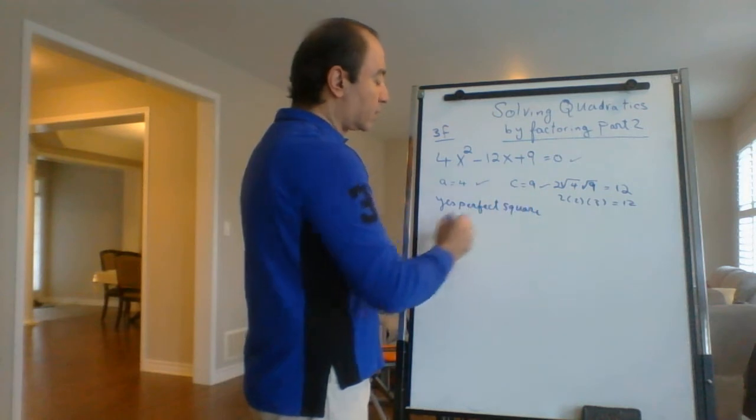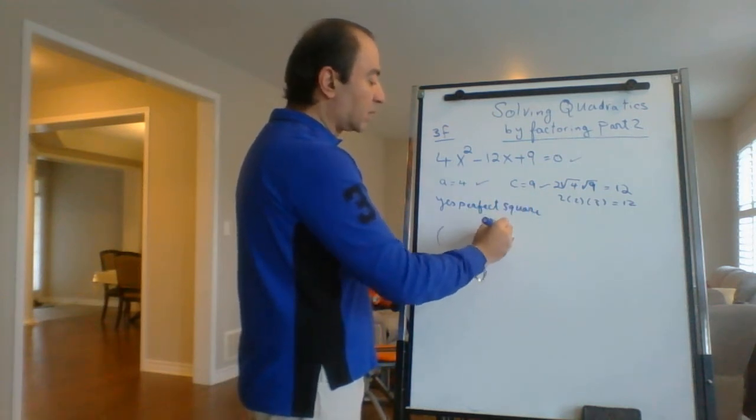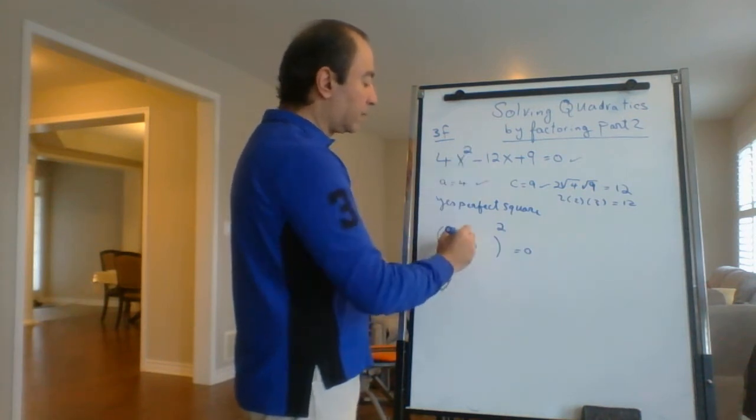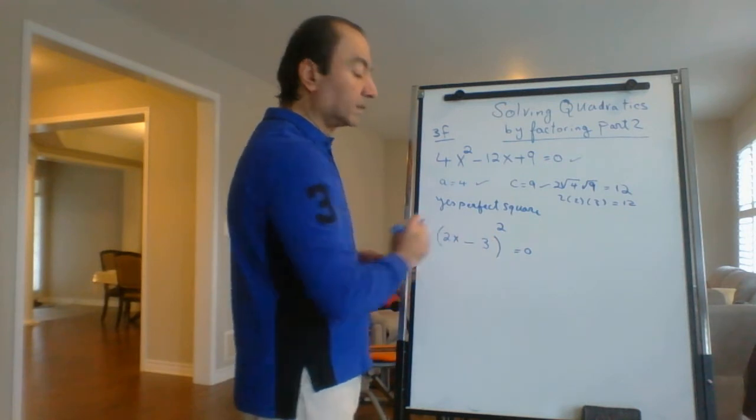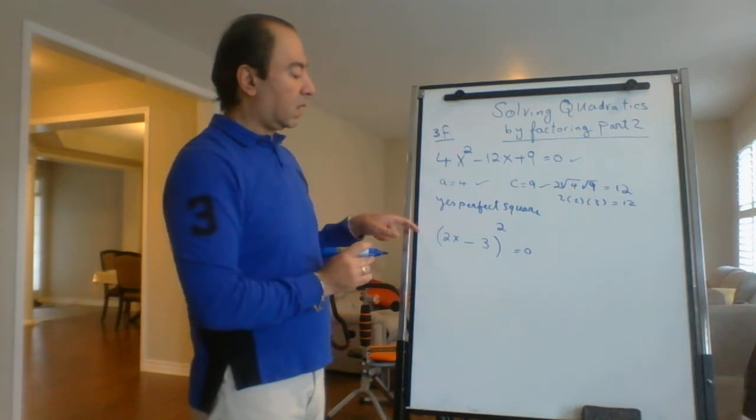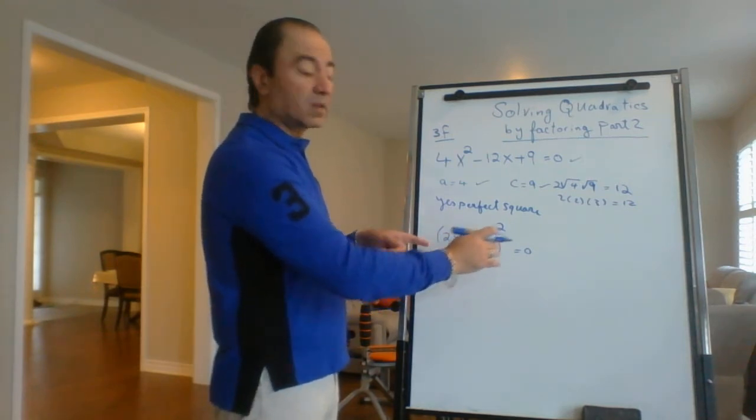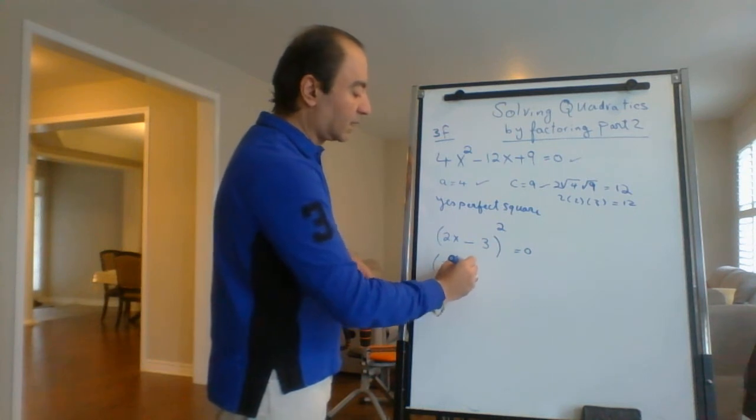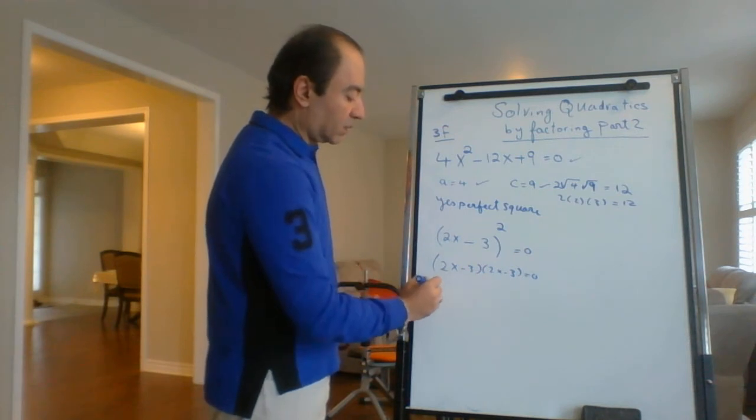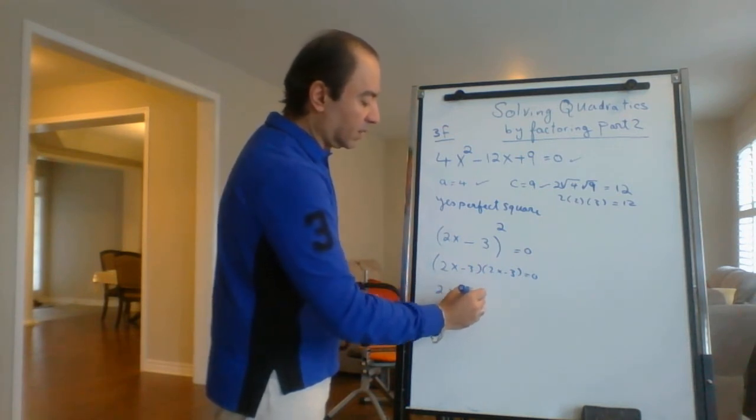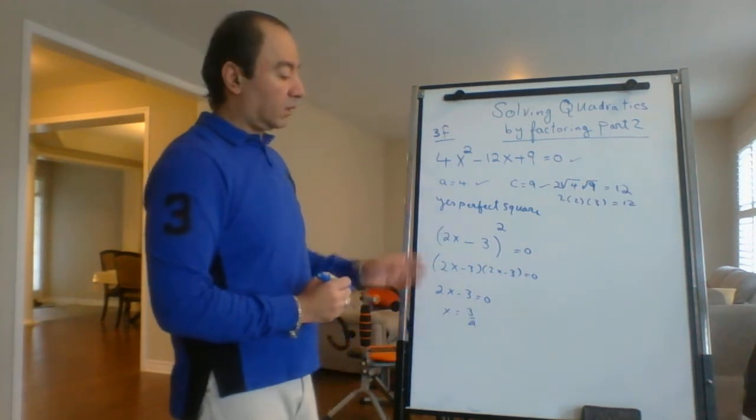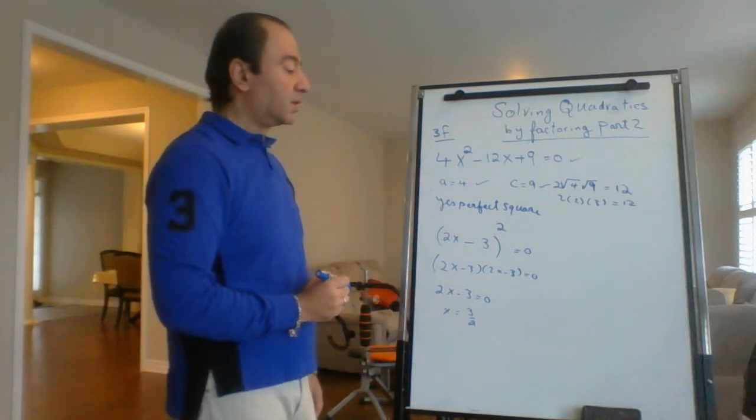How do we factor a perfect square? We open one bracket and we put a square here: square root of the first, sign of the middle, square root of the third. Now, I know that this is 2x minus 3 times 2x minus 3. So this is the same thing. So 2x minus 3 equals 0, so x equals 3 over 2. If you want to do it like this, fine. This is an ideal way.